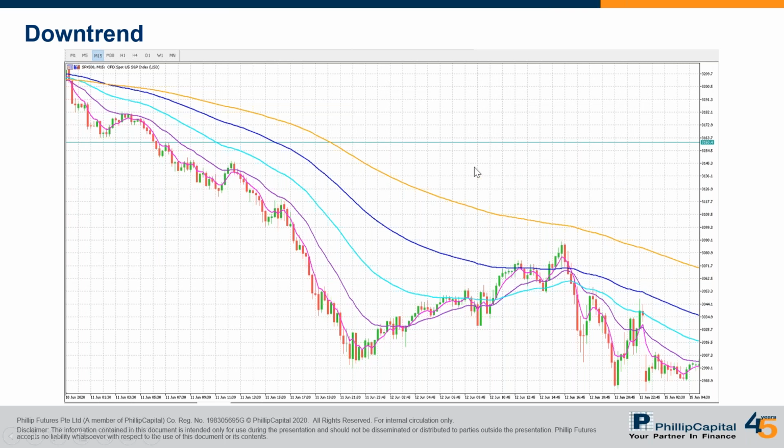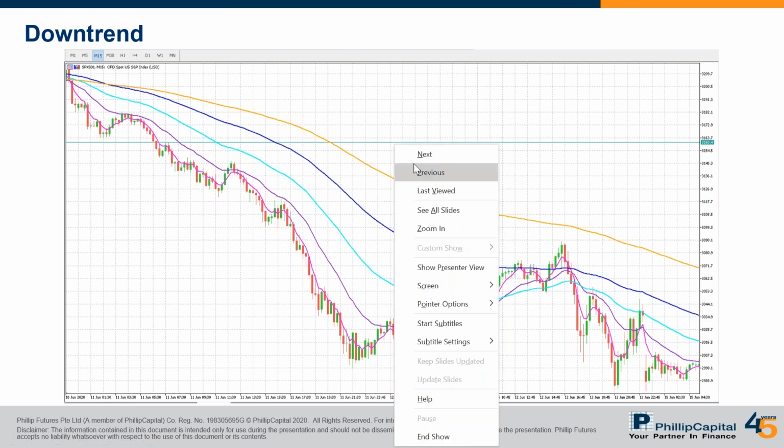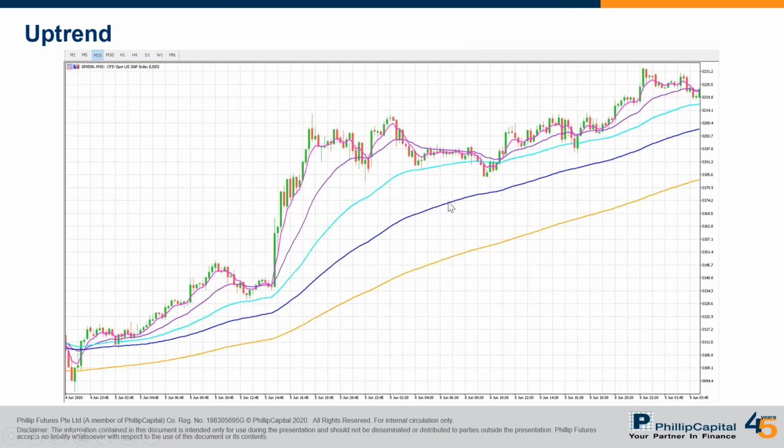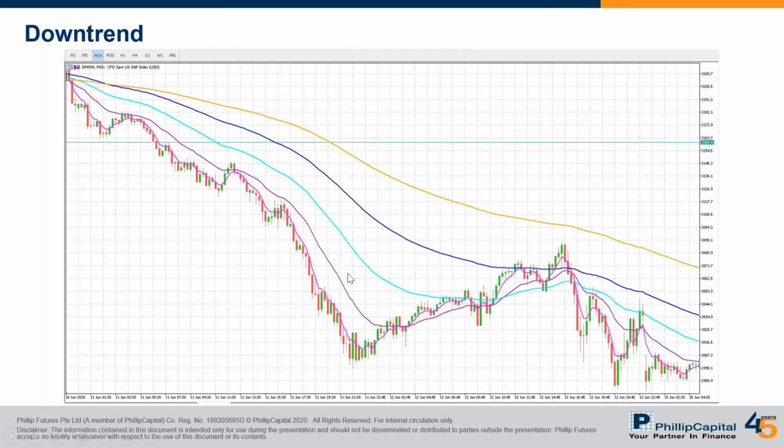Okay, I hope everybody is still following me. Right now, you may have a question: it's pretty obvious this is a downtrend, isn't it? Because you can see lower lows and lower highs, so I don't need the moving average to tell me that. Same for this uptrend, it's pretty obvious, higher highs and higher lows. Yeah, but the market is not always so obvious.